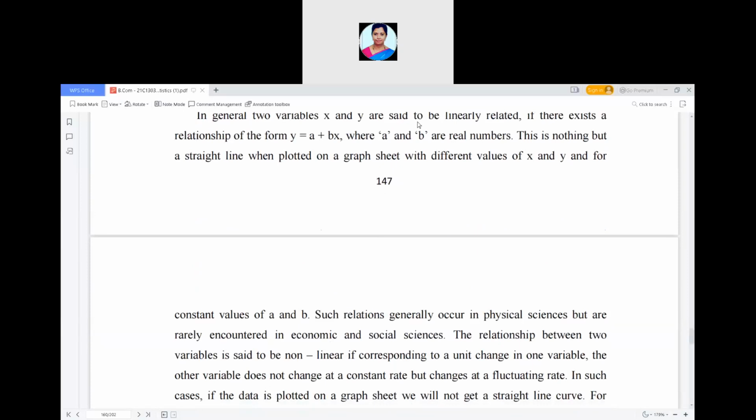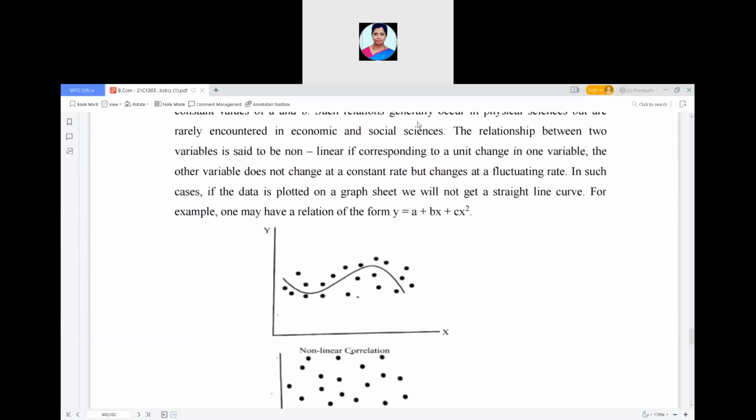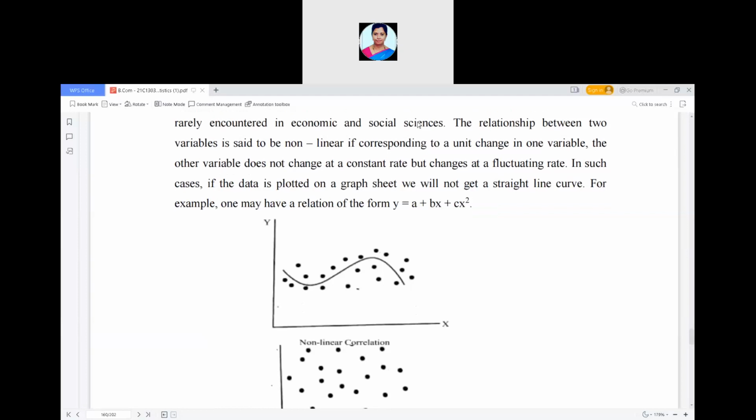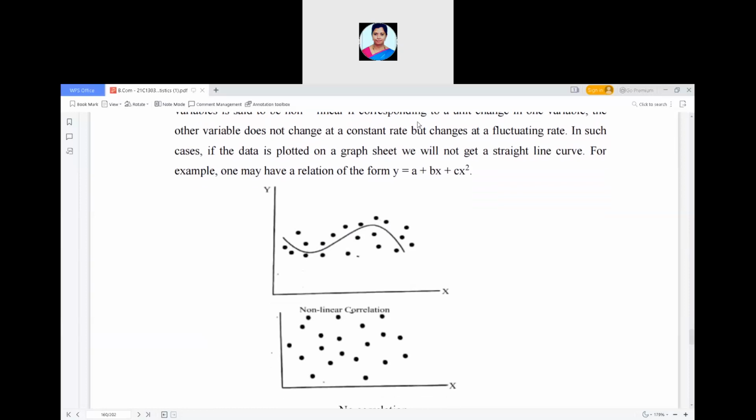If the amount of change of one variable does not bear a constant ratio to the amount of change of the other variable, then the correlation is non-linear. For example, if the amount of rainfall is doubled, the yield of a crop is not necessarily doubled. So this is linear and non-linear correlation.